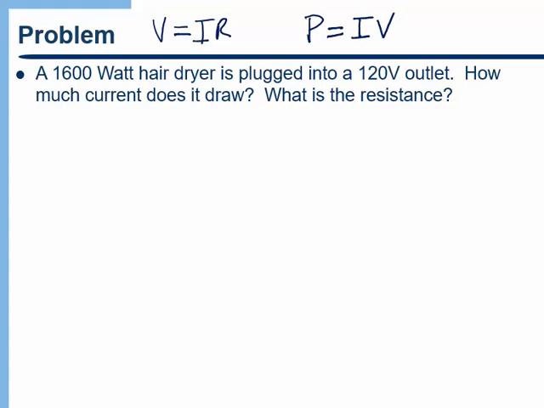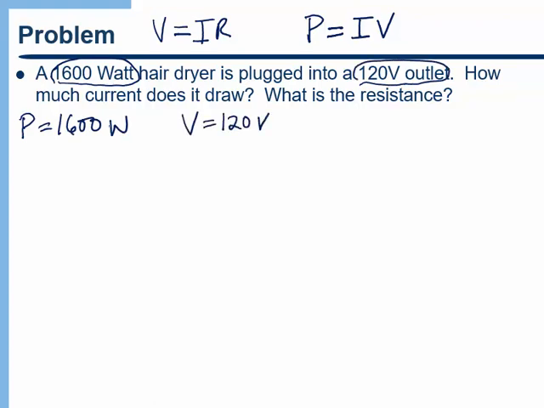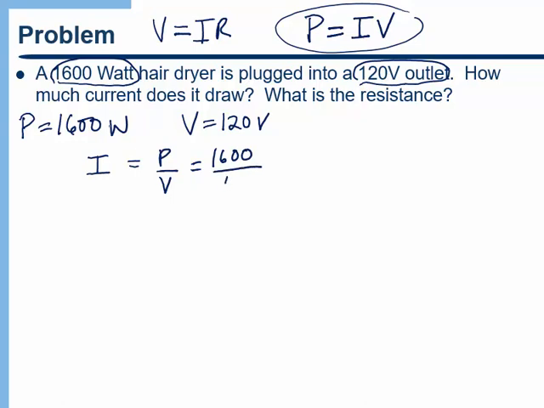You'll notice that what we've been given is the power. So the power is 1600 watts. And we've also been given the voltage. To find the current then, we can just use this formula. Current is equal to power divided by voltage, or 1600 watts divided by 120 volts. And that gives us a current of 13.3 amps.